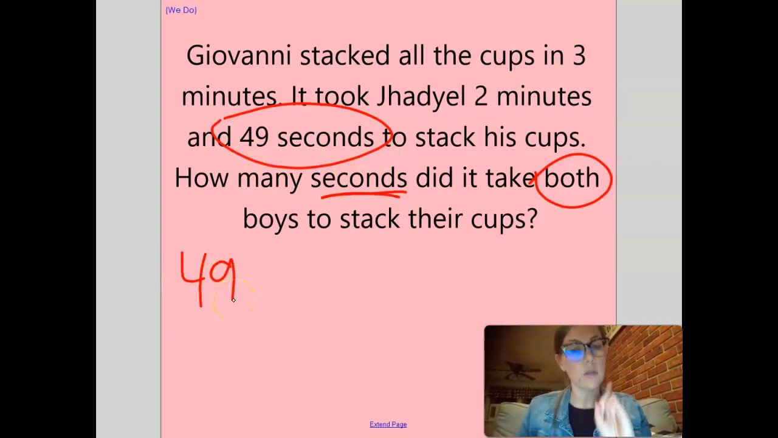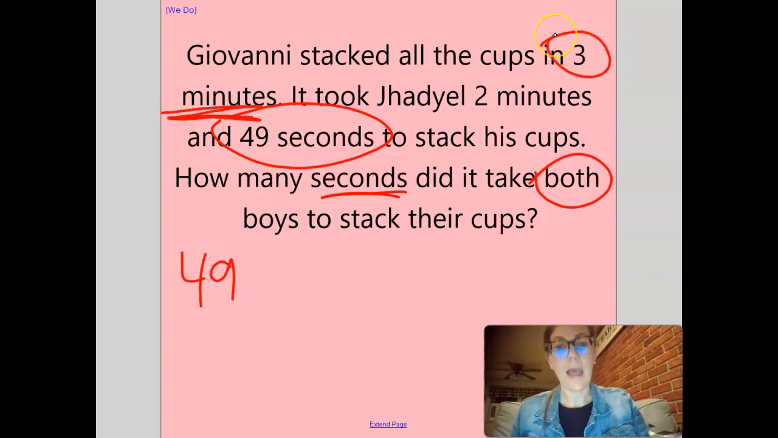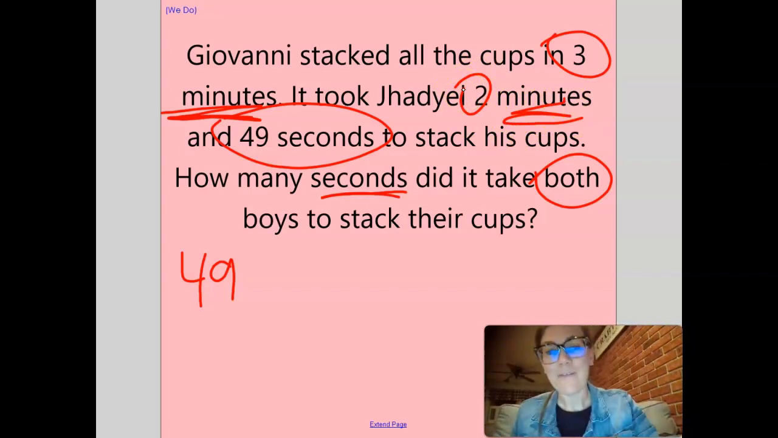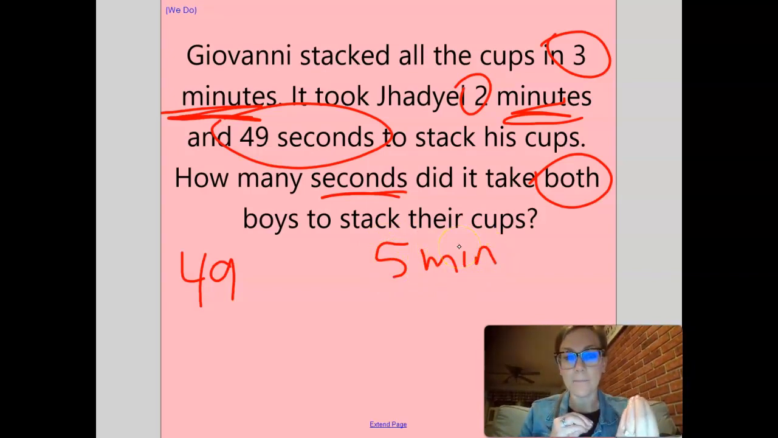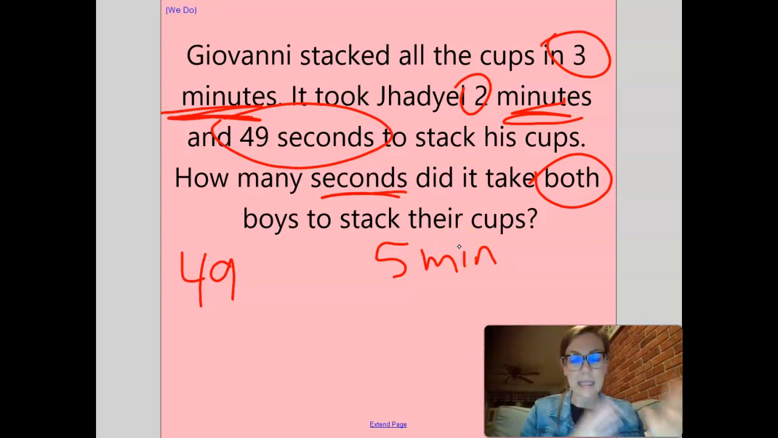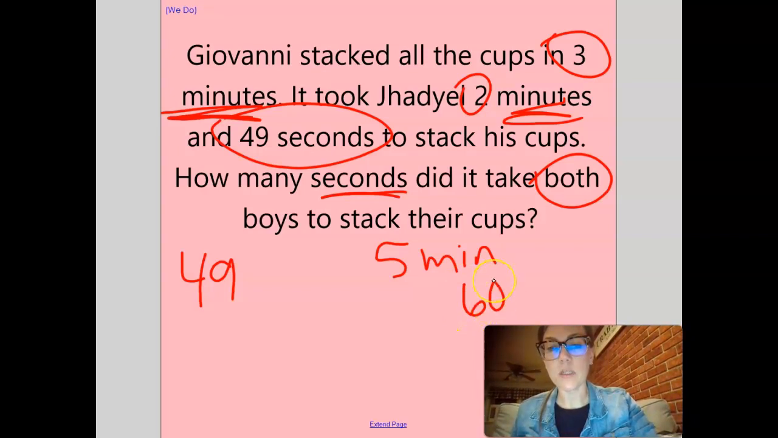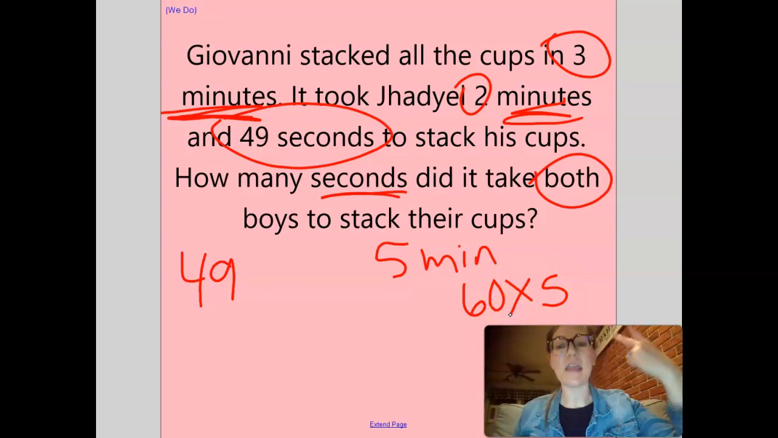Are there words also used that are not in seconds? Minutes, and what's the number? 3. And also minutes, and what's the number? 2. So there's a 3 minute and a 2 minute. How many minutes would that be? 5 minutes. I have to change 5 minutes to what form of time? Seconds. Well, we know minutes to seconds. How many seconds are in 1 minute? 60. Remember we talked about this. So I have 60. And what am I going to do with the 60 and the 5? We're going to multiply them or repeatedly add them together.